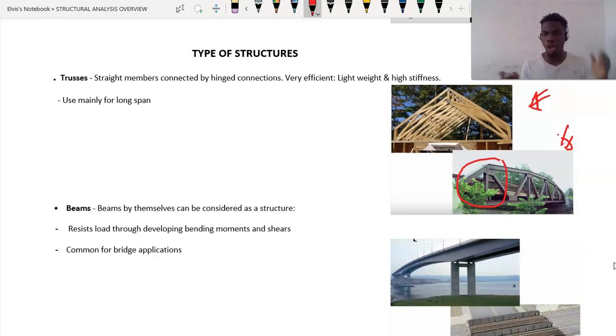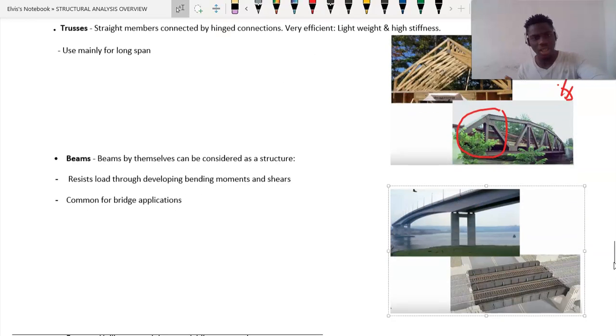Take a look at this truss system. You're going to find out that it contains a lot of bolts, a lot of rejects, and a lot of steel. And guys, we all know that steel is very, very expensive compared to concrete. So it is going to be very expensive, but it is going to give us high stiffness. So these are the advantages and disadvantages of using trusses in a structure.